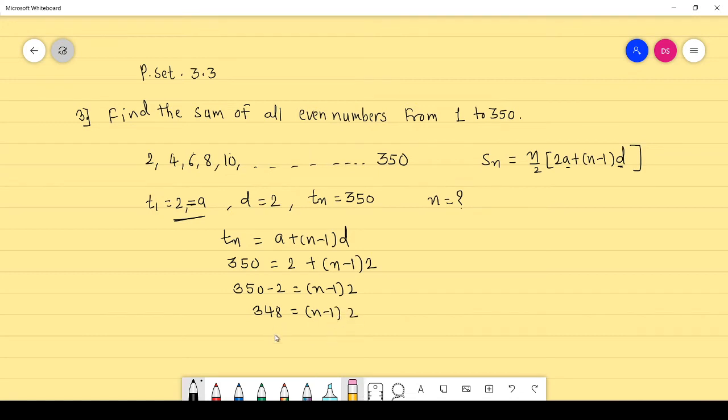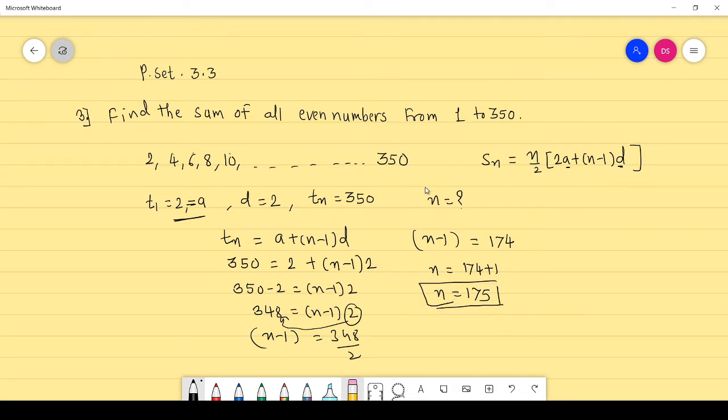Take the 2 to this side, so it will divide 348. So n minus 1 equals 348 divided by 2, which is 174. So n equals 174 plus 1, because the minus 1 becomes plus on the other side. So n equals 175. So we got the value of n. That means we have the value of a, the value of d, and now we have the value of n.